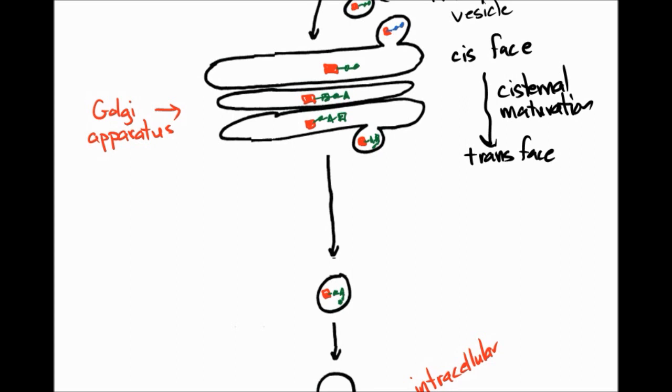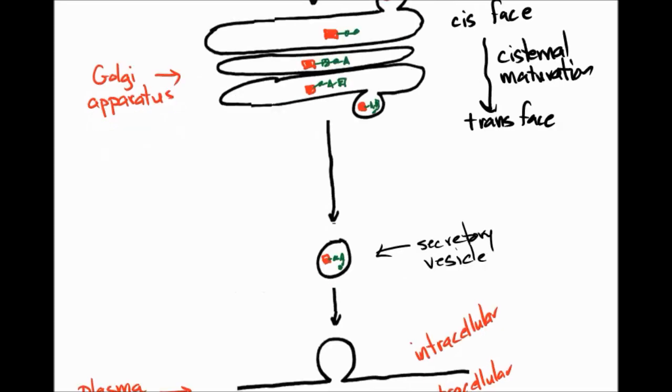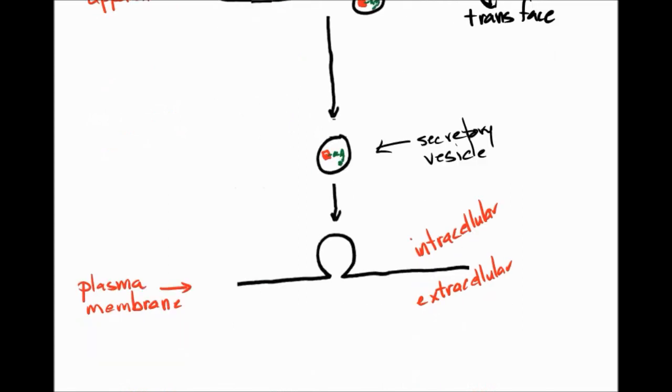And this is now going to be a secretory vesicle, since it is destined for the plasma membrane. Now it will fuse with the plasma membrane, and everything that was in the lumen of the secretory vesicle is now going to be exposed to the extracellular surface, the extracellular side of the cell.